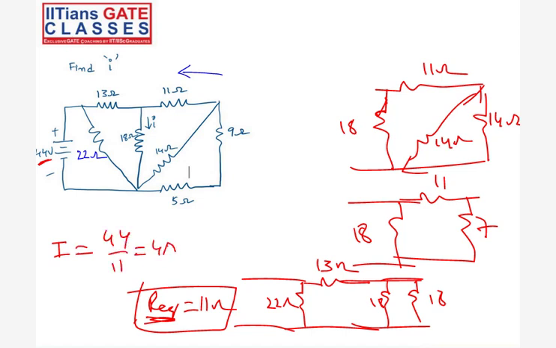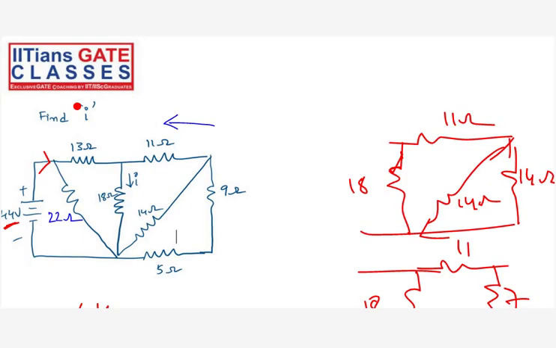Again, if you see from here 13 ohms and this one, this is 18 and this is also 18, right? This is 18 equivalently. So what happens? This 2 ampere current will get divided into 1 ampere and 1 ampere. So the current I is 1 ampere. Understood?